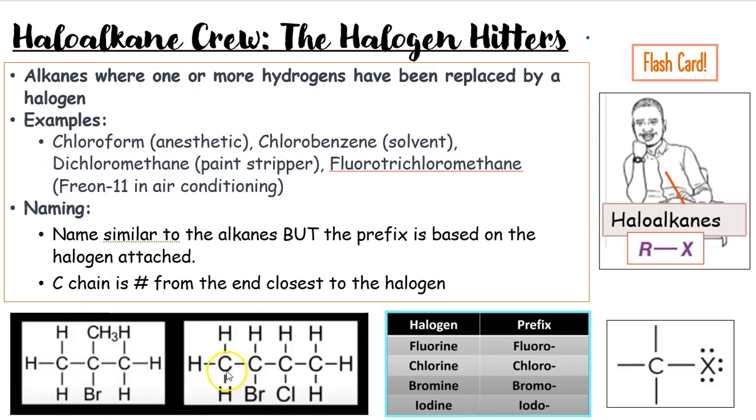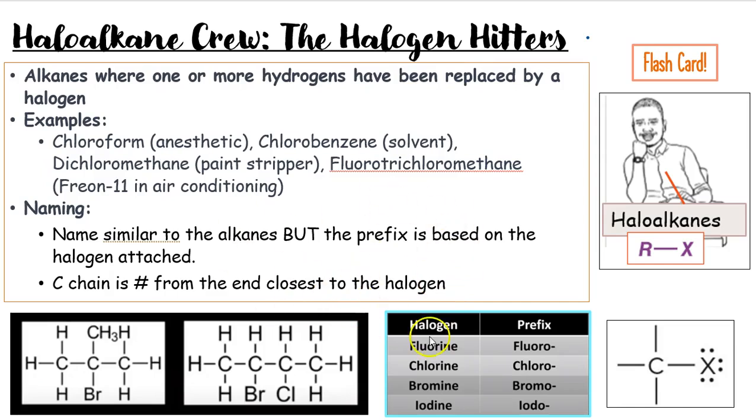Now here, we have 4 carbons, right? And we see bromo and chlorine, 2 different halogens. And so when you're numbering, you want to number next to the one that is first in alphabetical order. So in alphabetical order, B comes before C. So we're going to number with bromo first. So I would say 1, 2, 3, 4 carbons instead of naming it any other way. Okay. So the carbon chain is numbered from the end closest to the halogen.